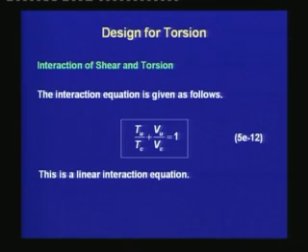The interaction equation is given as follows: Tu divided by Tc plus Vu divided by Vc is equal to 1. This is a linear interaction equation. It is the plot of the straight line that joins the 2 points in the axis as we had seen in the graph. Now, from this linear interaction, we are calculating the capacity of concrete to resist torsion and shear when both torsion and shear are acting.